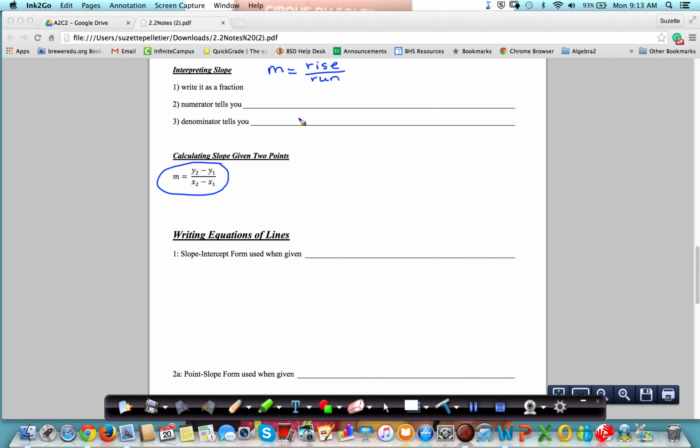Rise over run, okay? This is the positive or negative part, the rise, right? Positive means we're going up. Negative means we're going down. That's what the numerator tells you. Positive means up. Negative means down, okay? The denominator, this part, tells you the run. So to the right, because we always read left to right, and so it tells you how many units to the right.